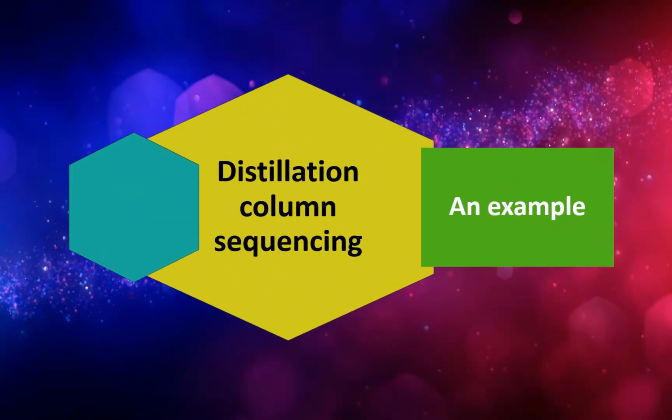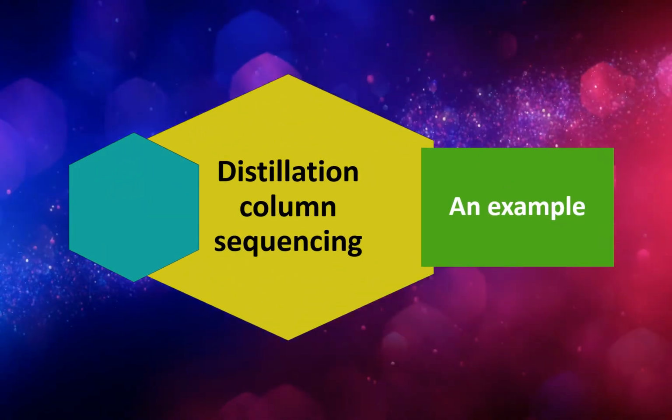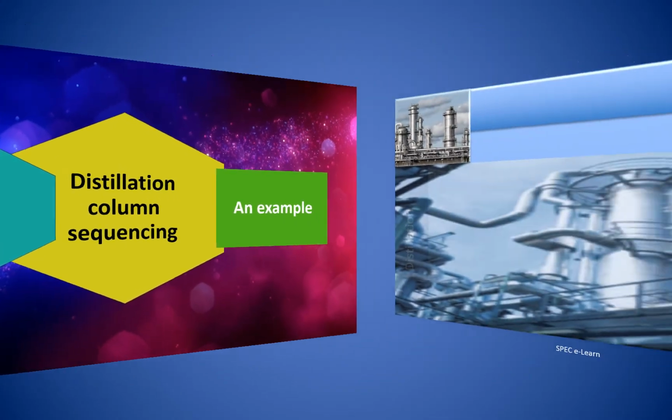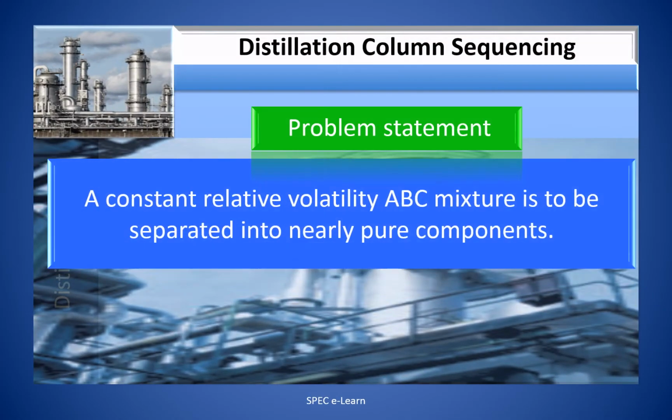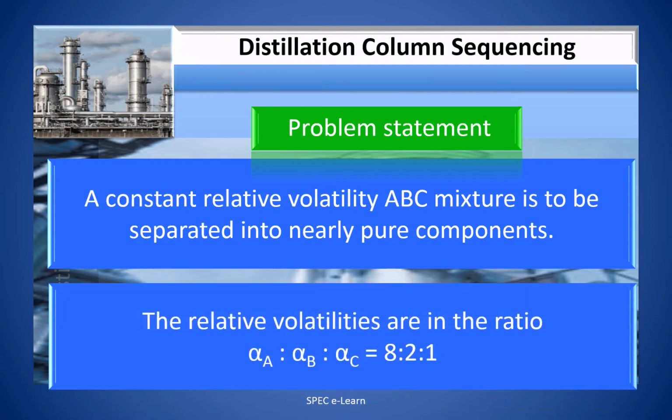Distillation column sequencing. An example. Problem statement. A constant relative volatility ABC mixture is to be separated into nearly pure components. The relative volatilities are in the ratio of alpha A to alpha B to alpha C equal to 8 to 2 to 1.